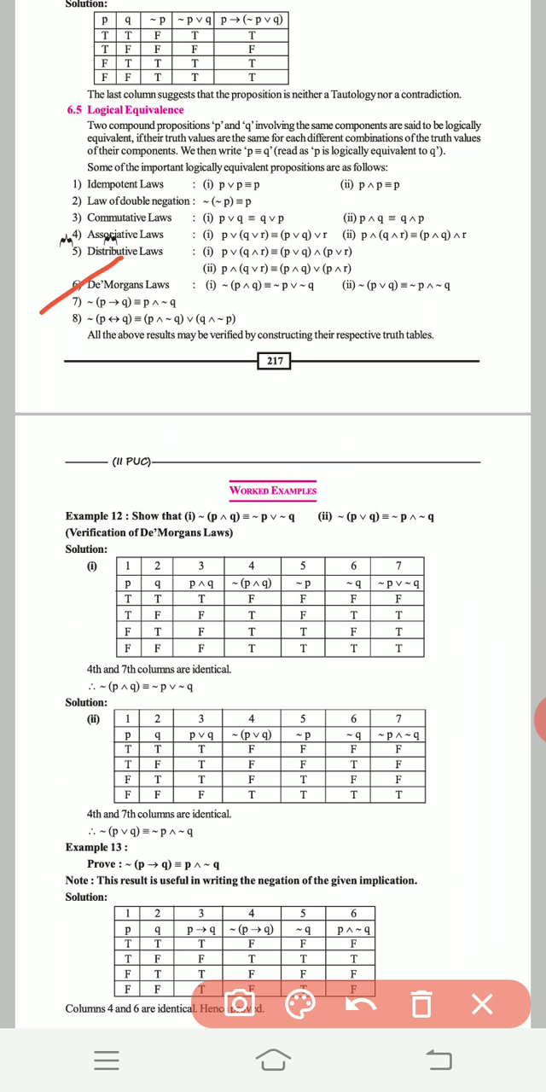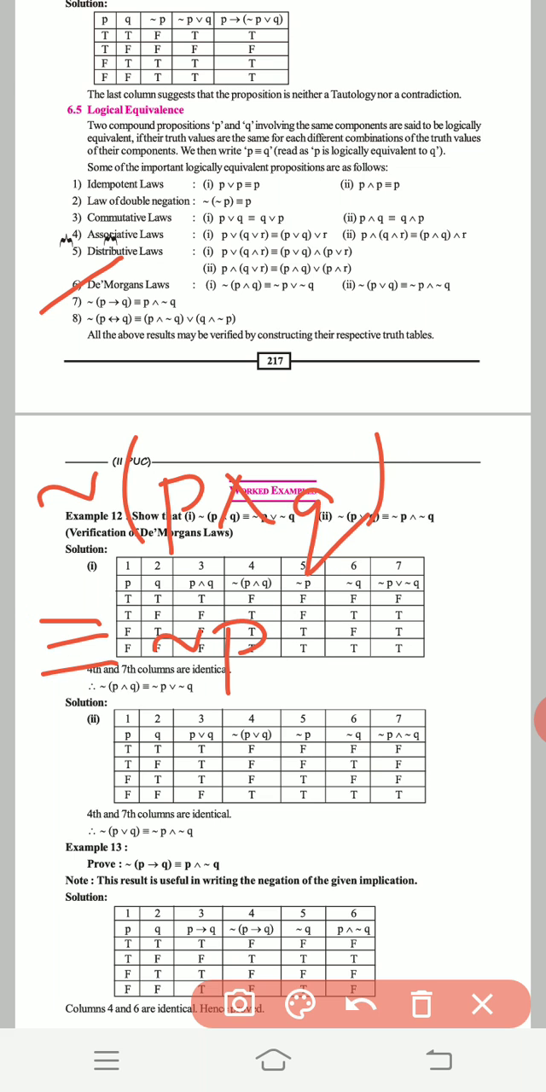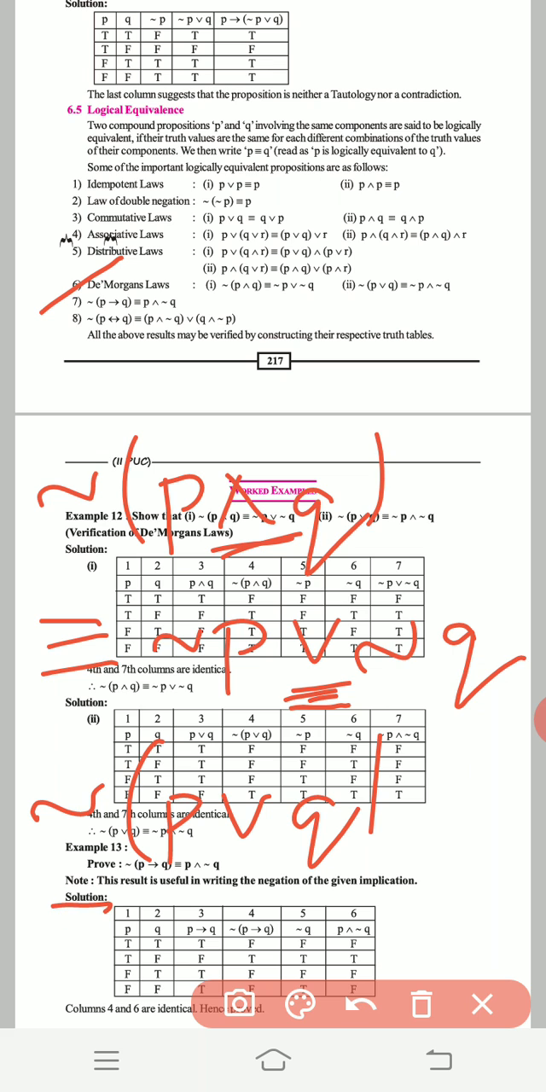Very, very important. See here, negation of (P and Q) is logically equivalent to negation P or negation Q. Okay, the reverse: AND becomes OR. Negation of (P and Q) is negation P or negation Q. Similarly, negation of (P or Q) is logically equivalent to negation P and negation Q. Okay, these two are De Morgan's laws.